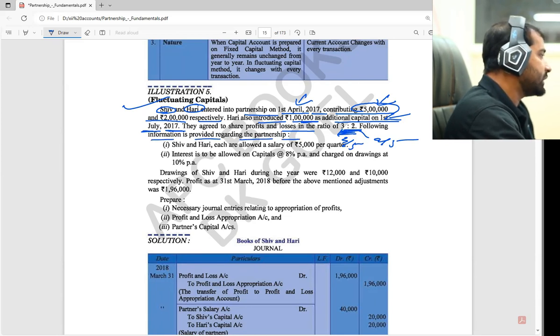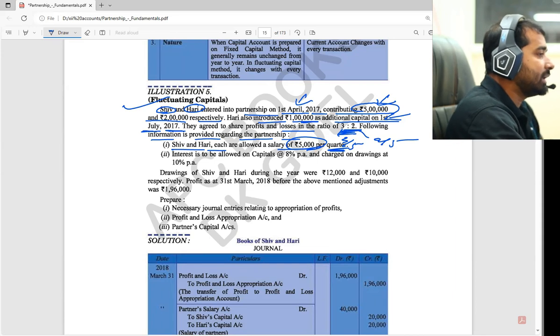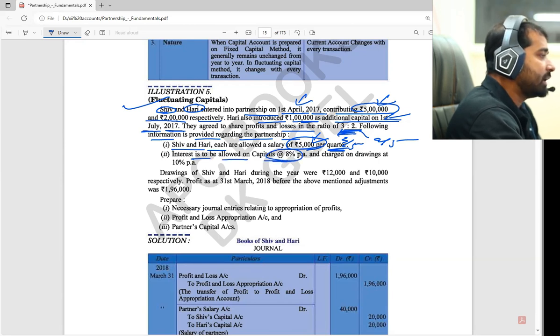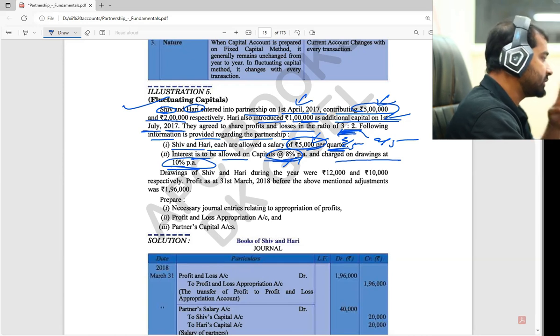Information is provided regarding the partnership. Shiv and Hari are each allowed a salary of 5,000 rupees per quarter. Per quarter means in a year 4 times. Remember that. Within 3 months, one time they are getting 5,000, so in a year 4 times they will get it. Next, interest is allowed on capital at 8% per annum and charged on drawings at 10% per annum. So 8% is for interest on capital and 10% for interest on drawings.